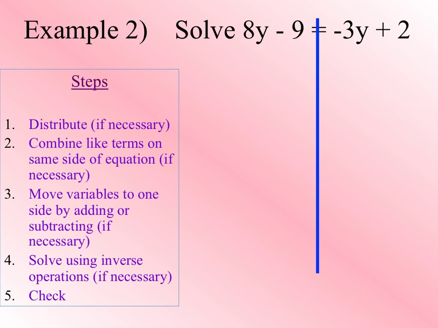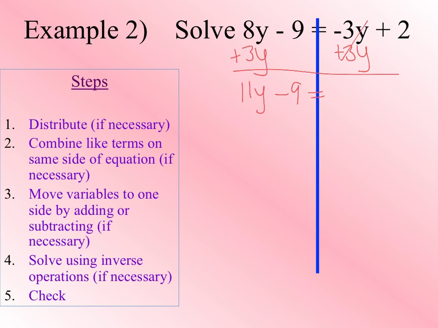So I'm thinking, should I subtract 8 from -3, or should I add 3 to +8? It's kind of obvious in this problem. Your best bet to keep a positive variable is to add 3. So we end up with 11y.